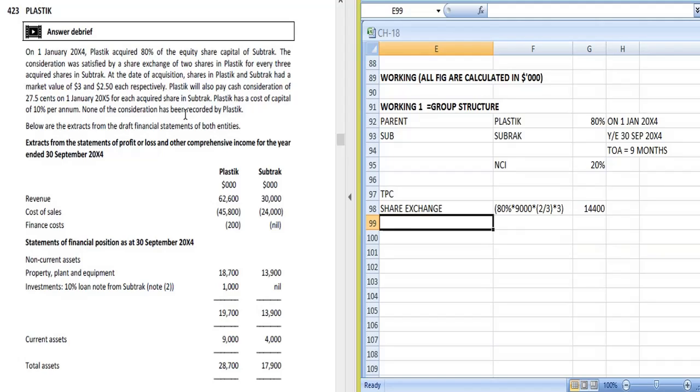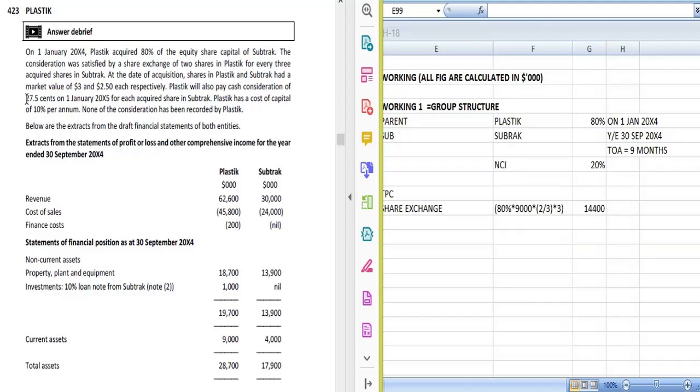Deferred consideration means that in the coming future, on a certain date, you have to pay a certain amount, which will be given in the question. And contingent consideration is like a probability. There are certain conditions attached to that amount. If those conditions are met, then you have to pay that amount, otherwise not. So there is a 50% probability whether the conditions will be met or not. So this one is the deferred consideration, because Plastic will pay cash consideration of 27.5 cents.